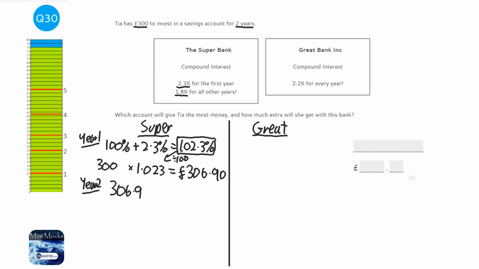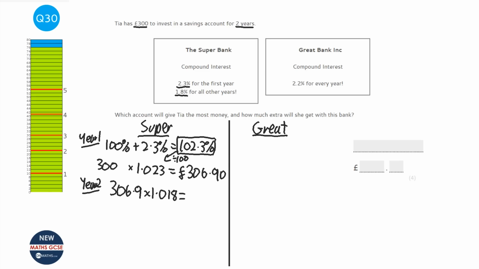So I could go through the same method as before, but actually when you start using multipliers you realise how to just go straight there. So it's going to be 1.018. But you could do 100 plus 1.8 is 101.8, and then divide that by 100. And what's that going to be?